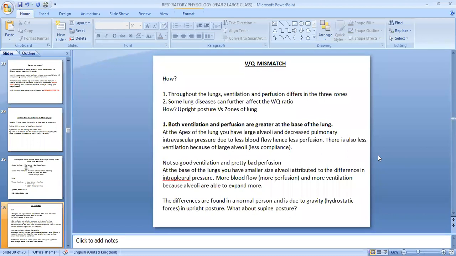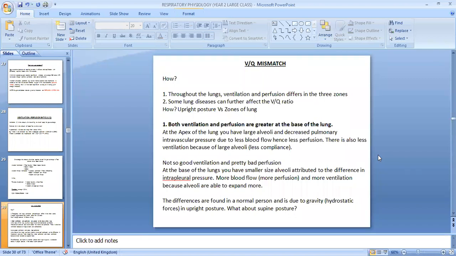When you're in an upright position, you experience the 3 zones. 1, both ventilation and perfusion are greater at the base of the lungs. That one I discussed yesterday. At the apex of the lungs, the superior part of the lung, you have large alveoli and decreased pulmonary intravascular pressure due to less blood flowing, hence less perfusion. There is also less ventilation because of large alveoli with less compliance. For that reason, you have not so good ventilation and pretty bad perfusion at the apex of the lungs.